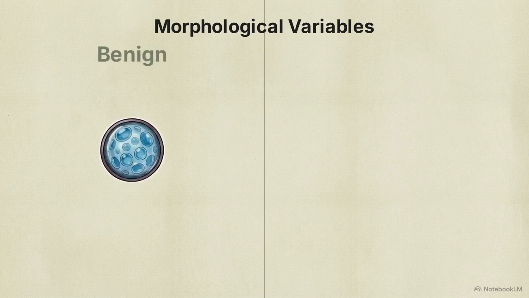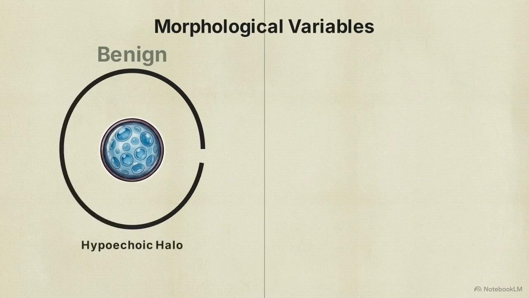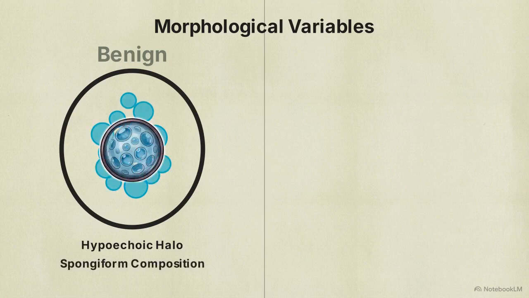This split-screen diagram isolates these morphological variables. On the left, we see the hallmarks of a benign mass. It features a complete hypoechoic halo, a dark, well-defined border surrounding the mass. Internally, the composition is spongiform, meaning the volume is more than 50% pure cystic fluid.